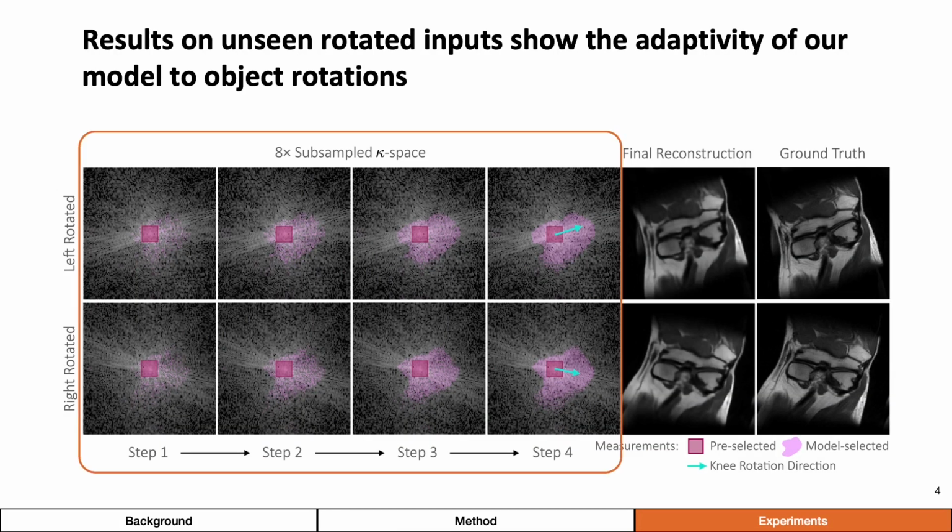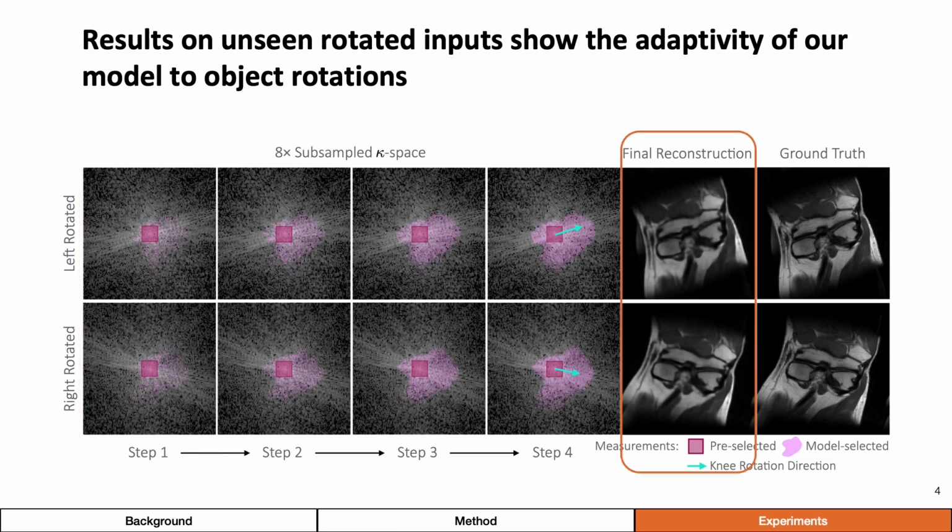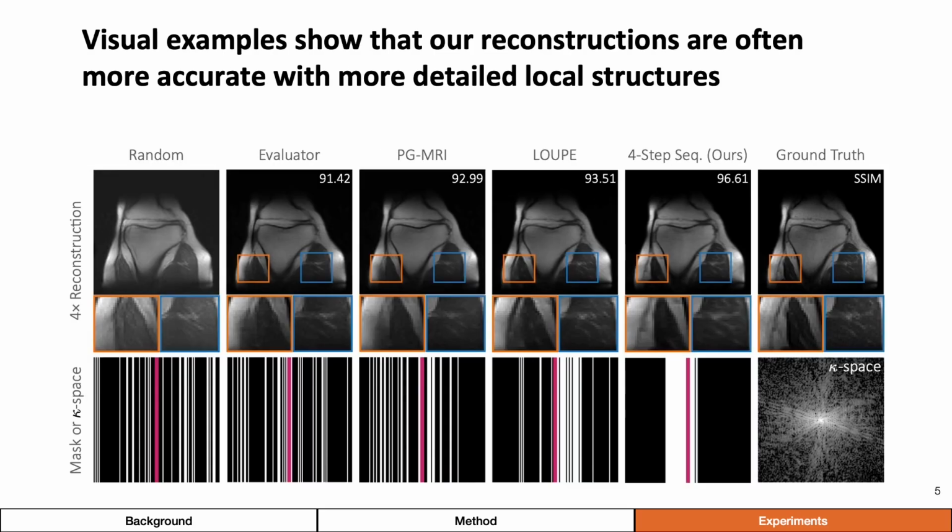Here, we show the full acquisition process and final reconstruction of our four-step model with left and right rotated knee images as inputs. The pink areas are the selected measurements. We can see from the pointed column that our model is aware of the input rotation and can sample measurements accordingly. Note that our model is not trained with rotated images but still learns to adapt to rotations.